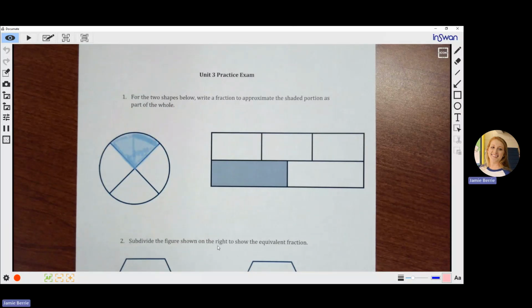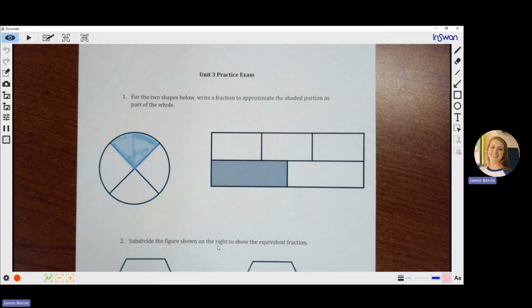Hi, everybody. In this video, I'm going to go over the Unit 3 practice exam with you. This practice exam will cover sections 6.1 to 6.3, and the questions do go in order of the section. So we're going to start off in section 6.1, and then as we work our way through, we'll cover 6.2 and then 6.3.